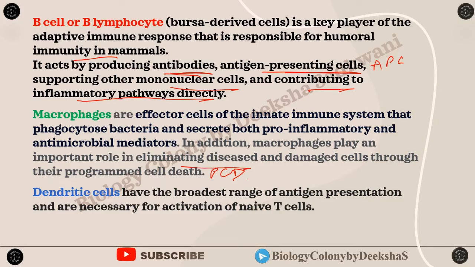Then dendritic cells, they have the broadest range of antigen presentation and are necessary for activation of naive T cells. So what happens? These B cells, macrophages and dendritic cells process the antigen and then present the antigen to the T cells for further processes.